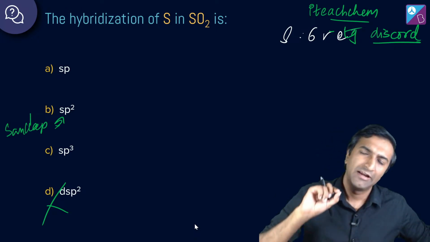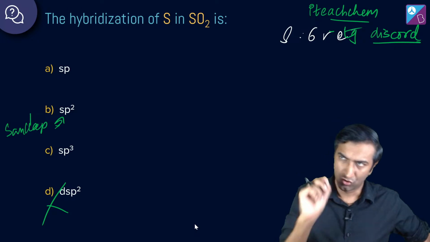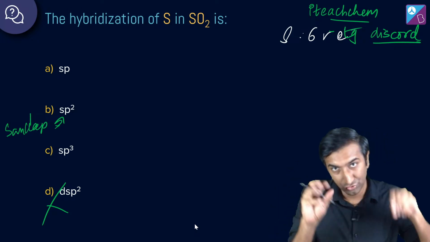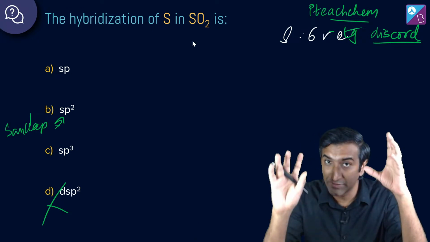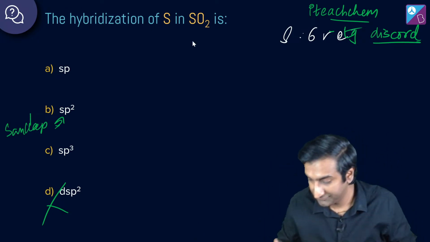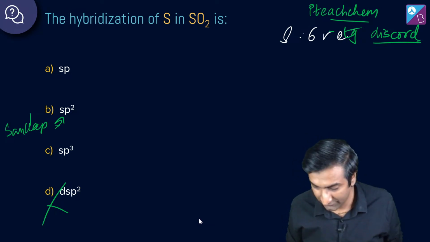How will it do that? It must form 2 bonds. So each oxygen will form 2 bonds with sulfur. So 2 oxygens will form 4 bonds with sulfur. 4 कौन से bonds? 2 sigma, 2 pi bonds. है ना? 2 sigma, 2 pi bonds will be formed by oxygen.